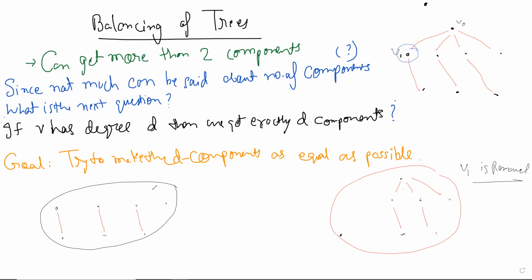So these two, right? This is balanced, where we removed the root. Okay, so this is balanced and this is unbalanced. So this is a very simple example.